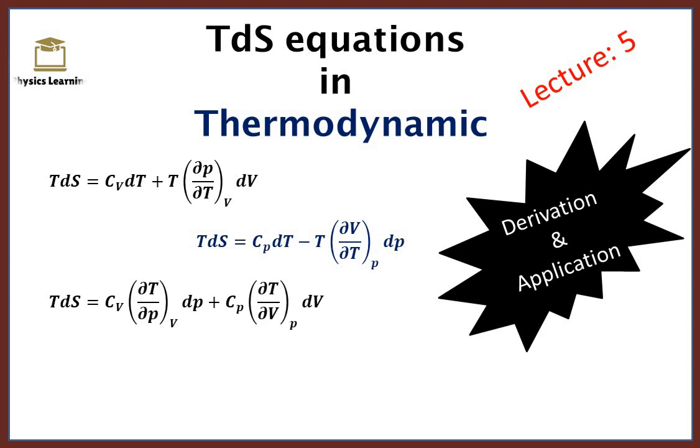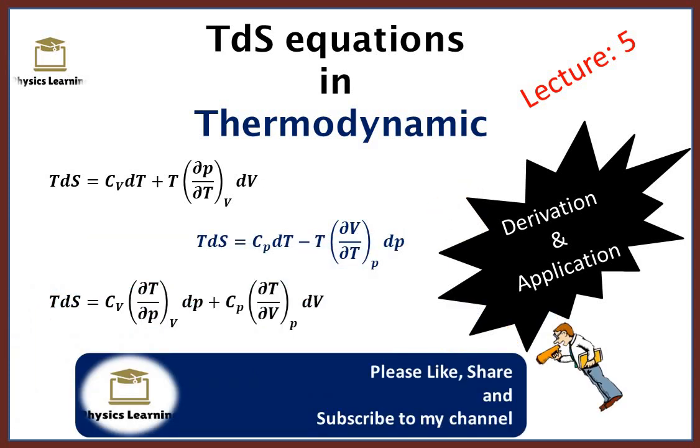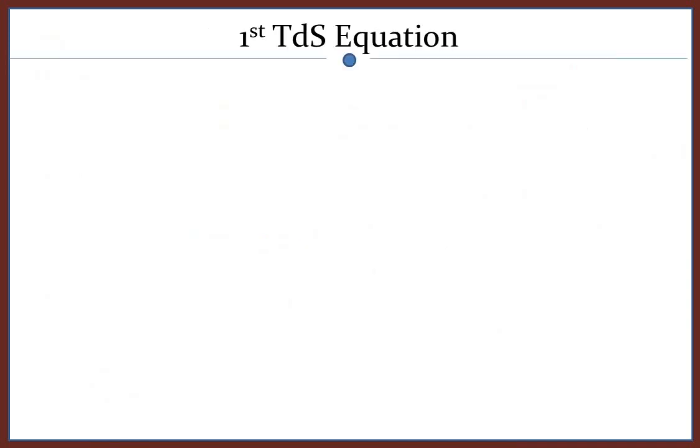The TdS equation is very important because it directly relates the entropy of a system with measurable quantities like temperature, pressure and volume. We cannot directly measure entropy. So this equation helps us to calculate the entropy. Okay. First we are going to derive the first TdS equation.